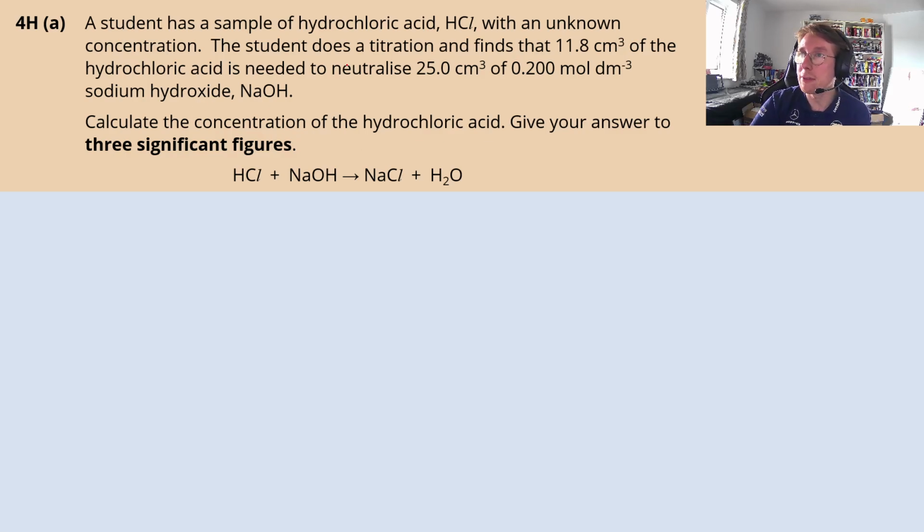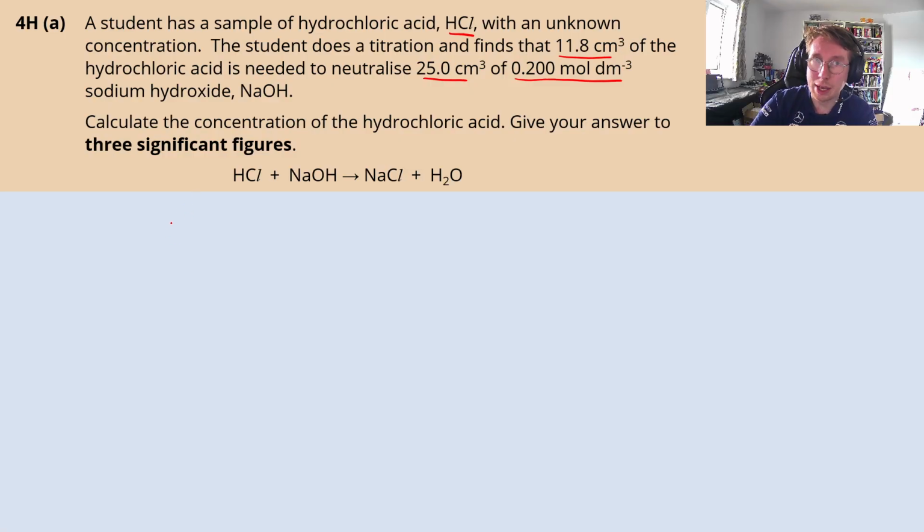So here we have a student with a sample of hydrochloric acid and they don't know the concentration of that hydrochloric acid. They've done a titration. They've found that you just need 11.8 cm³ of the acid to neutralize 25.0 cm³ of 0.200 mol/dm³ sodium hydroxide, or NaOH. And that's enough information for us to calculate the concentration of the hydrochloric acid.